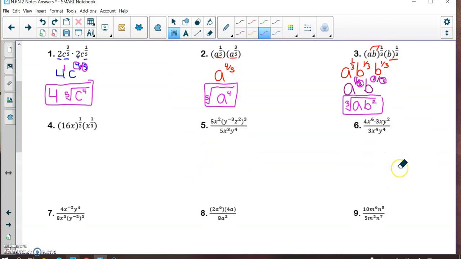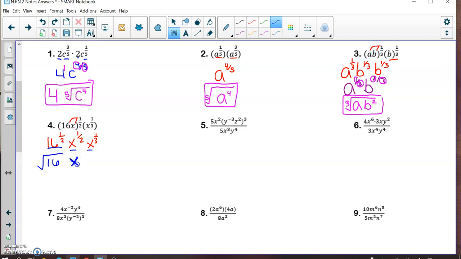Okay, number 4. I have a 16 to the 1/2, an x to the 1/2, and an x to the 1/3. Now, something to note is the 16 to the 1/2 is the same thing as the square root of 16, which you guys should already be familiar with. And then x to the 1/2 times an x to the 1/3.